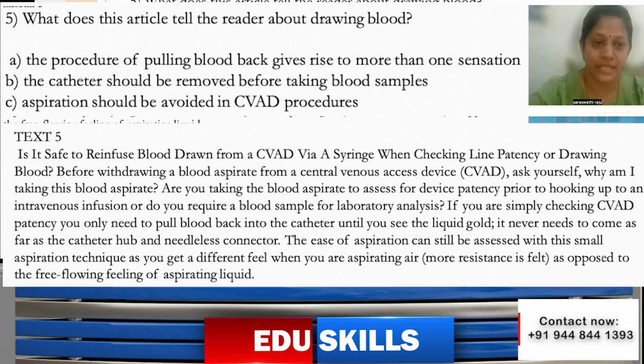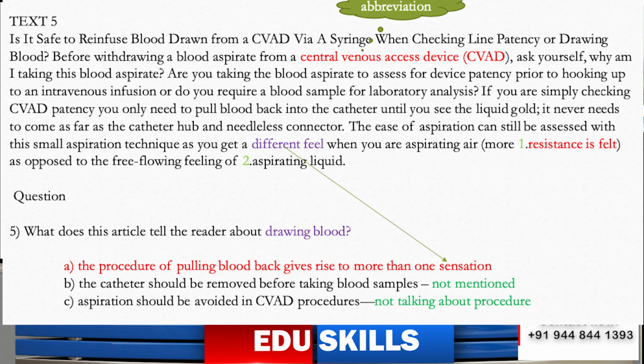So here we can check now the analysis of the question. What did they mention in that? Option B, the catheter should be removed before taking blood sample. They are just explaining in the text how to take the blood, and only how to check the patency. Did they talk about the catheter being removed before taking a blood sample? No. They never said that. So we can eliminate B.